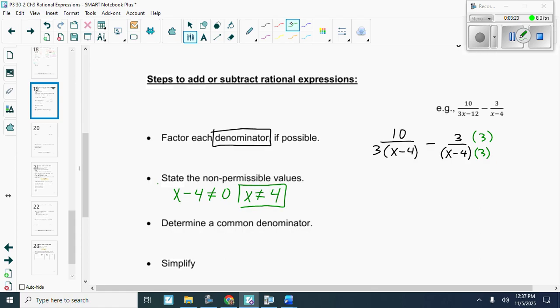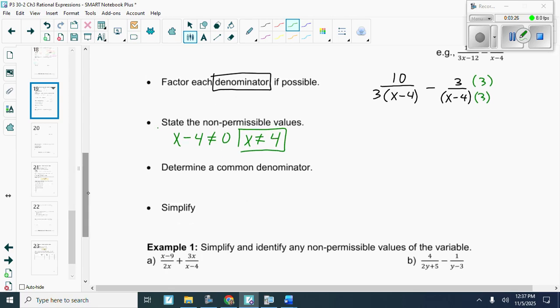All right, now I determine a common denominator, and we just said that if I multiply the second one top and bottom by 3, then here's what I get. I get 10 over 3 times x minus 4, and I'm going to be subtracting 3 times 3 is 9. I'm just going to pop the 3 in front of it. I'm just moving this to here. That's all I'm doing, so that you can visually see that the denominator is 3 times x minus 4.